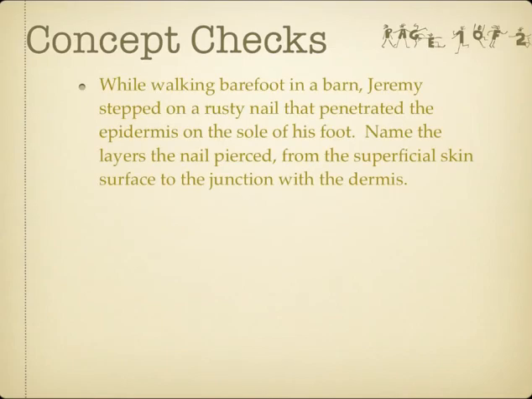While walking barefoot in a barn, Jeremy stepped on a rusty nail that penetrated the epidermis on the sole of his foot. Name the layers that the nail pierced from the superficial skin surface to the junction with the dermis. So you're going to stop when you get to the dermis. Just the epidermis, top to bottom. What are those layers? And since he stepped through on the nail with his foot, this is an area of thick skin. So make sure you include all 5 layers.